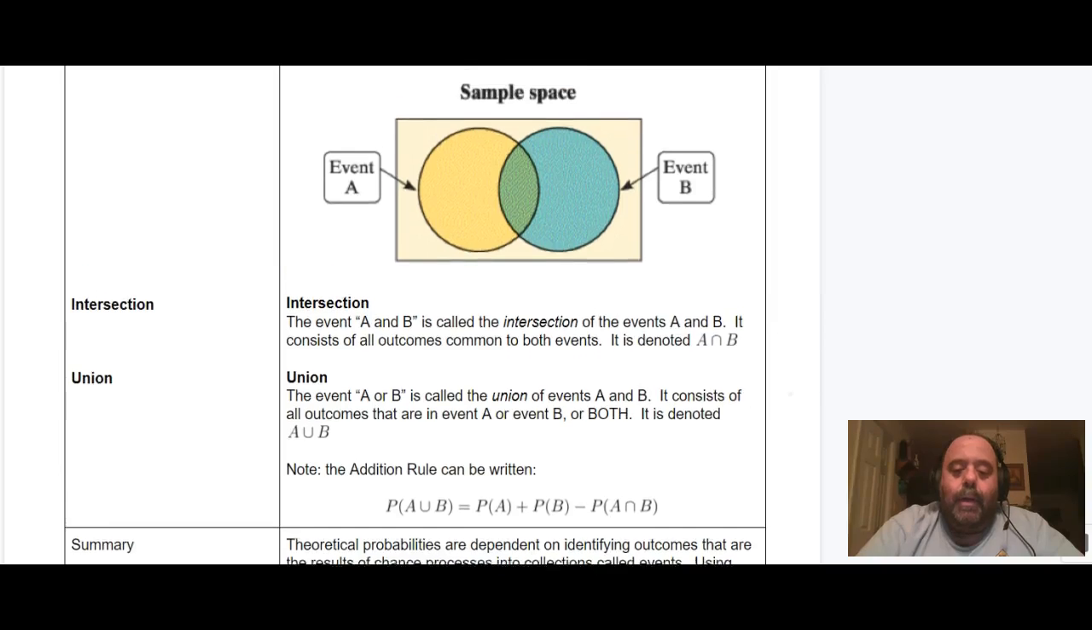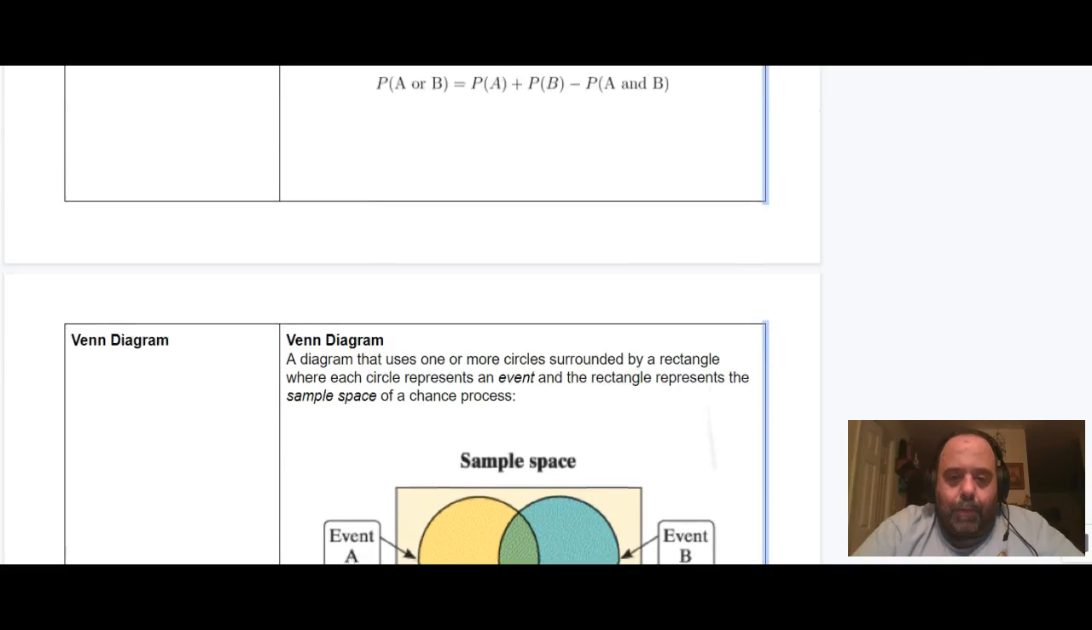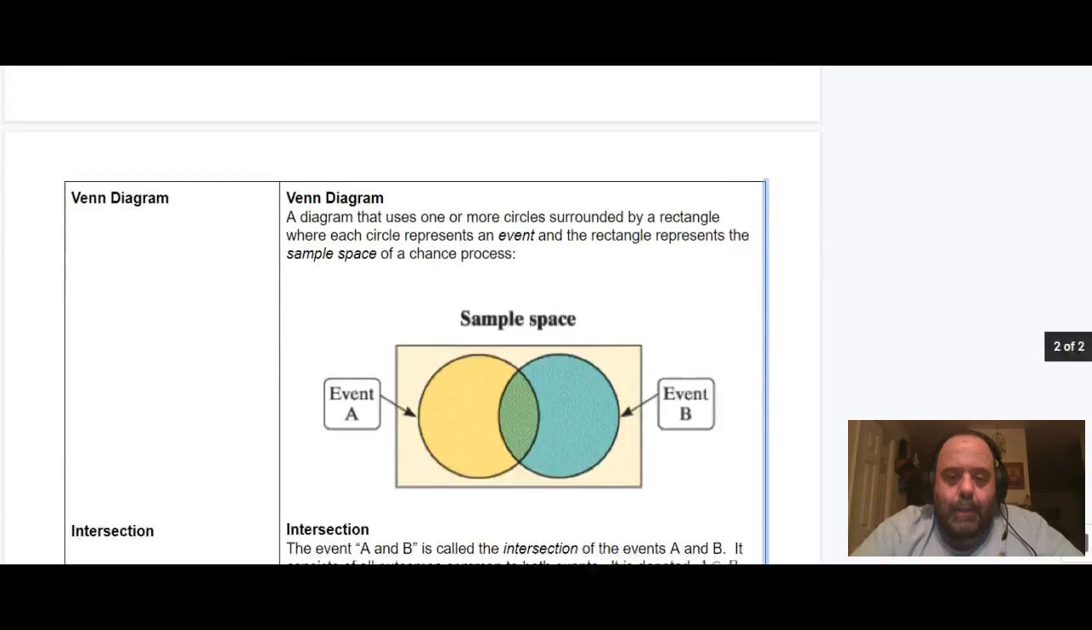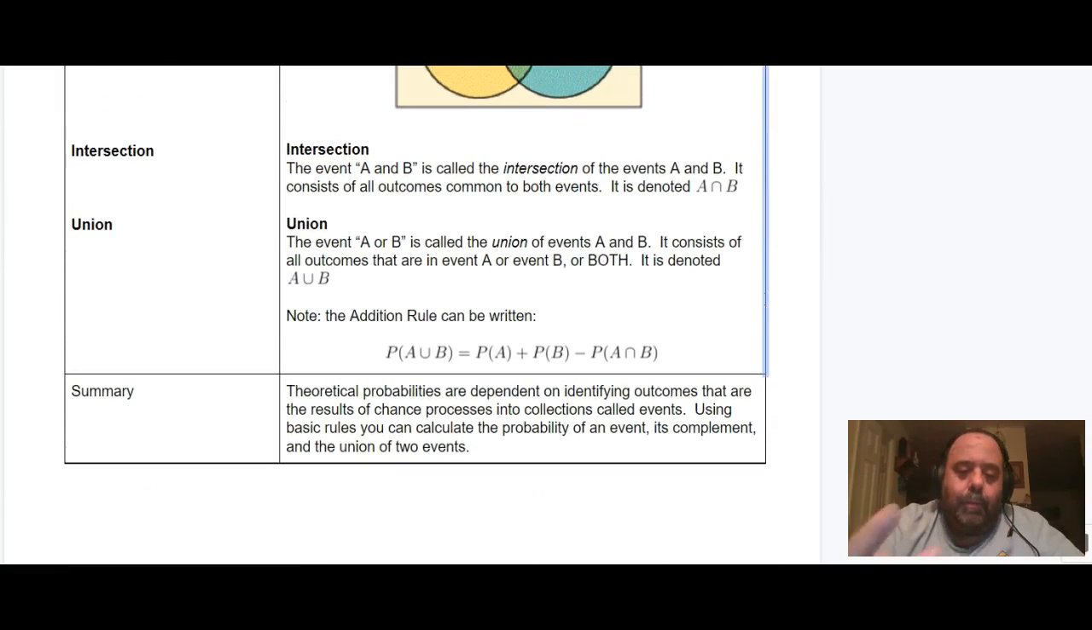Note, you could take the addition rule from earlier, where we had ORs and ANDs, take out the OR and put in a cup, and take out the AND and put in a cap. Then you say the probability of A union B is equal to the probability of A plus the probability of B minus the probability of the intersection of A and B. That's P(A ∪ B) = P(A) + P(B) − P(A ∩ B). Cool.